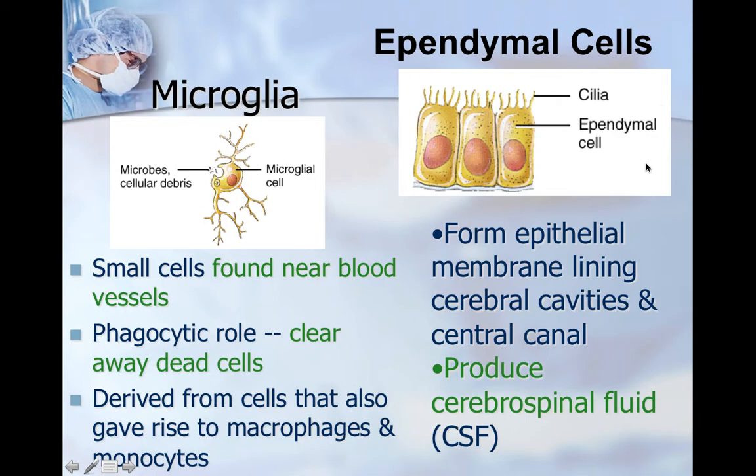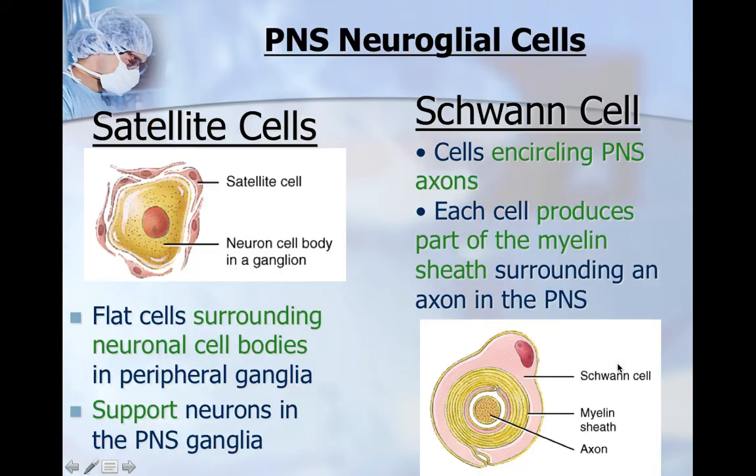Ependymal cells form an epithelial membrane lining of the cerebral cavities and the central canal that surrounds the spinal cord. These cells are responsible for producing cerebral spinal fluid. We said that there's a blood-brain barrier, so how does the brain stay wet? How does the spinal cord stay wet? So that all of these fluids and proteins can move back and forth, it's through the cerebral spinal fluid that this happens.